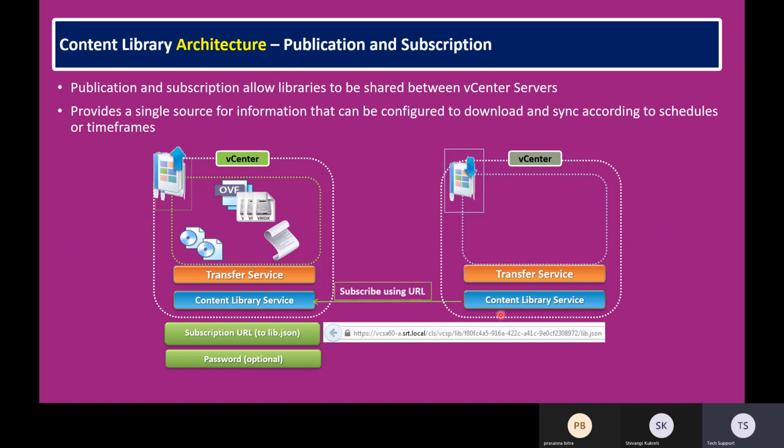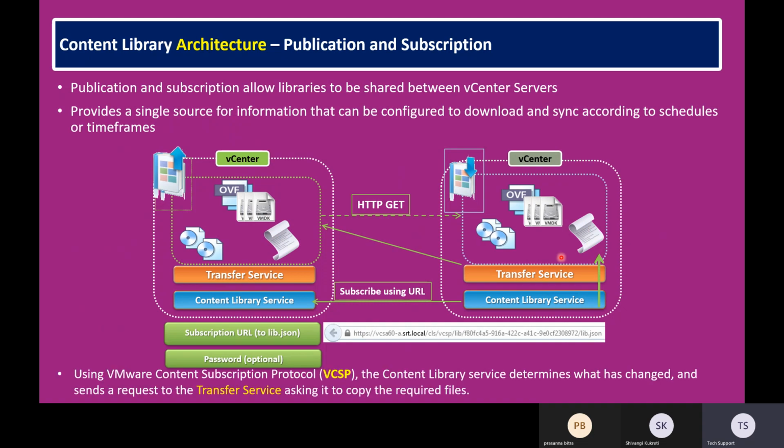So, subscribing using a URL first from the remote vCenter. When we subscribe to this URL, the content library always imports and exports the data to the remote vCenter. But during the import and export, the main key role is taken care of by the transfer service. This transfer service gets the data from our primary vCenter using HTTP GET. Whatever data we have in our primary vCenter, all the data will be synced with our remote vCenter server.